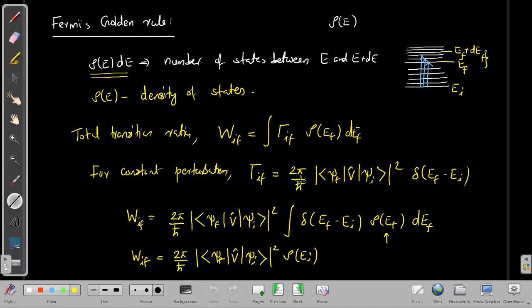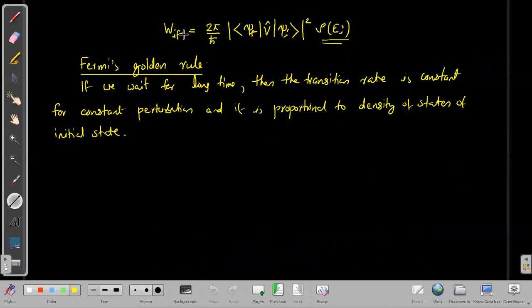Now, if you integrate this, you will get a very simple expression. The total transition rate will become 2 pi by h cross, the mod square of the inner bracket psi f, V, psi i, then rho at Ei. Okay, which means the total transition rate would be a constant if you have a constant perturbation and if you're waiting for a very long time, and moreover it depends only on the density of states of the initial energy level. Okay, so with that we'll stop here.